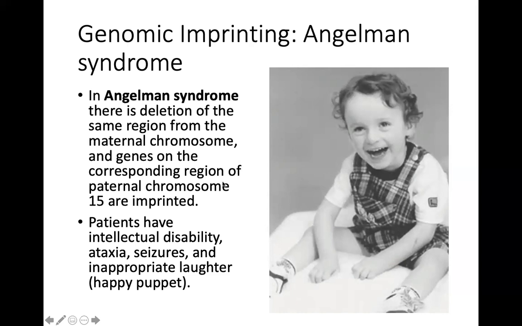I believe this is the last slide. In Angelman syndrome naman, there is loss of the maternal gene or locus dun sa Angelman syndrome gene natin. Deletion of the same region from the maternal chromosome, and the corresponding gene of paternal chromosome is imprinted. So usually, patients with Angelman syndrome have intellectual disability, ataxia, seizures, and inappropriate laughter or happy, kaya tinawag siyang happy puppet. Tatawa na lang siya kahit may namatayan, so inappropriate laughter. So this is Angelman syndrome. Maternal loss, loss of the region of the chromosome in the maternal chromosome.